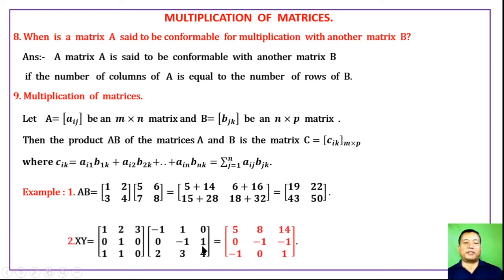Example with 3 by 3 matrices. First row with first column: 1 into minus 1 plus 2 into 0, that is 0, plus 3 into 2 is 6, so 1 minus 1 plus 6. Then first row with second column: 1 into 1 plus 2 into minus 1, that is minus 2, 1 minus 2 is minus 1, plus 3 into 3 is 9, so 9 minus 1 and so on.